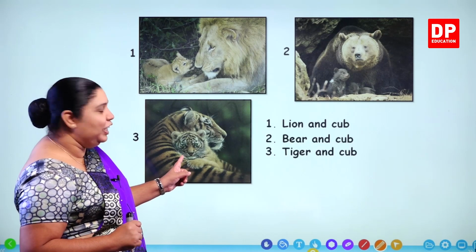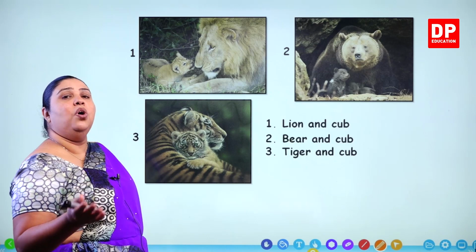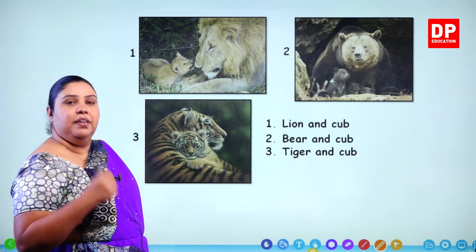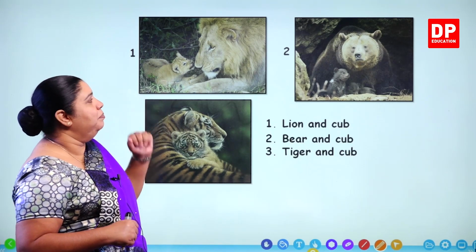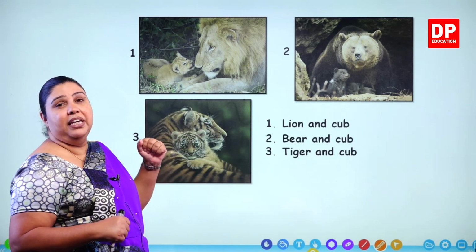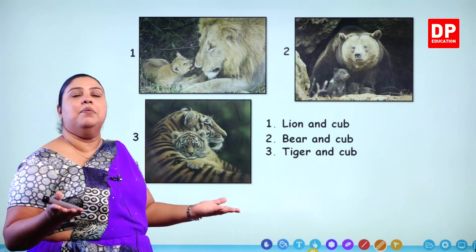Can you see the tiger baby over here? Looking at you. Can you see? So what do we call the baby tiger? The baby tiger is also called the cub. The lion baby, the bear baby and the tiger baby. All these little babies are called cubs.